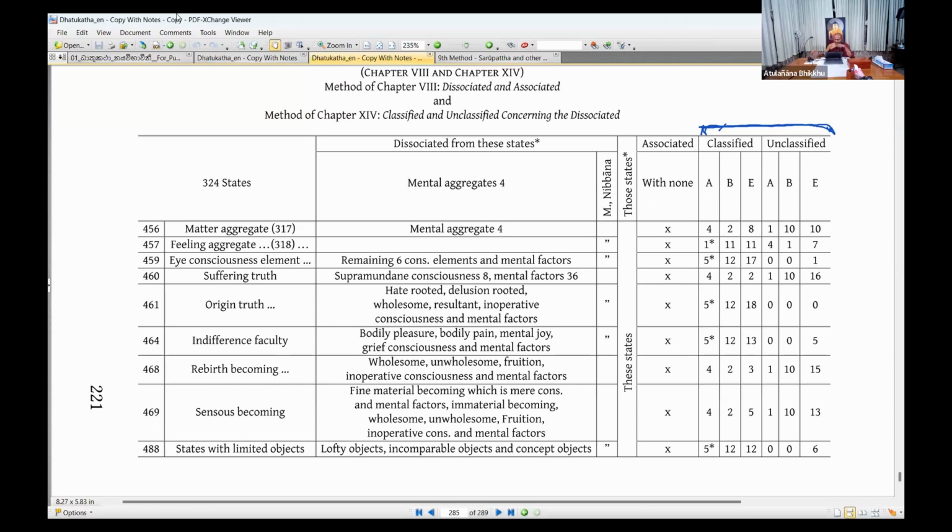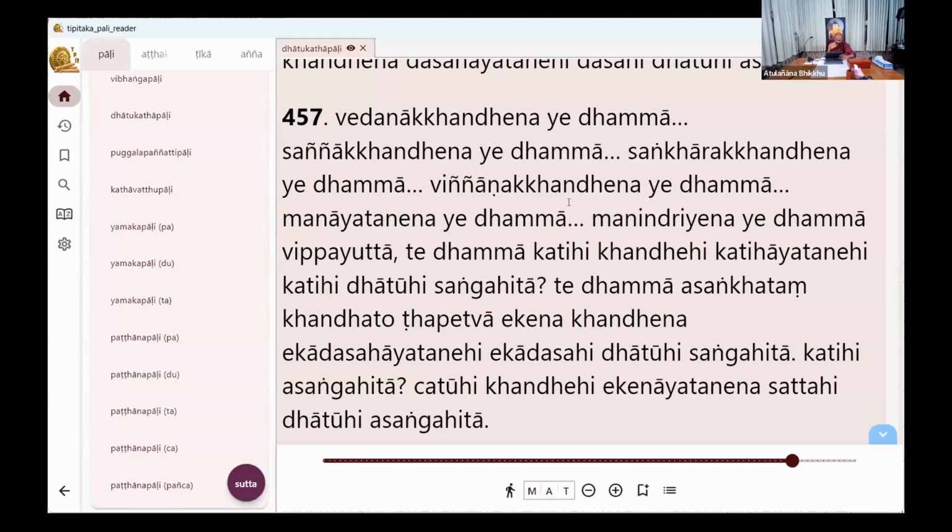So this asterisk indicates, okay, look at this question here in the Pali. Okay, this is the state of inquiry, Vedana Khandena. So it says, Te Dhamma, we know this Pali already, we have seen this, right? Asankatam Khandato Thapetva, Ekena Khandena, Dasayatanehi Ekadasahi Dhatuhi Sangahita. So we know the meaning of Asankatam Khandato Thapetva.